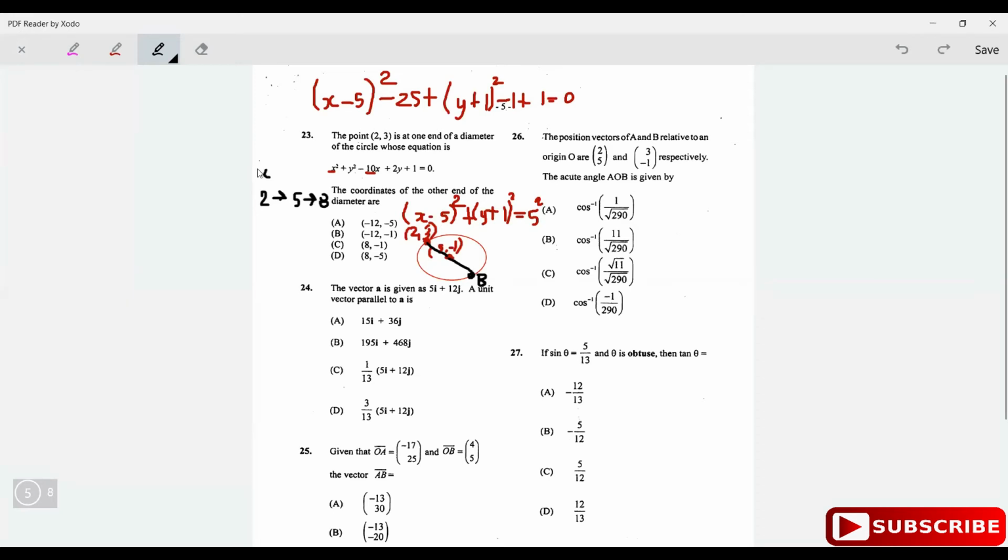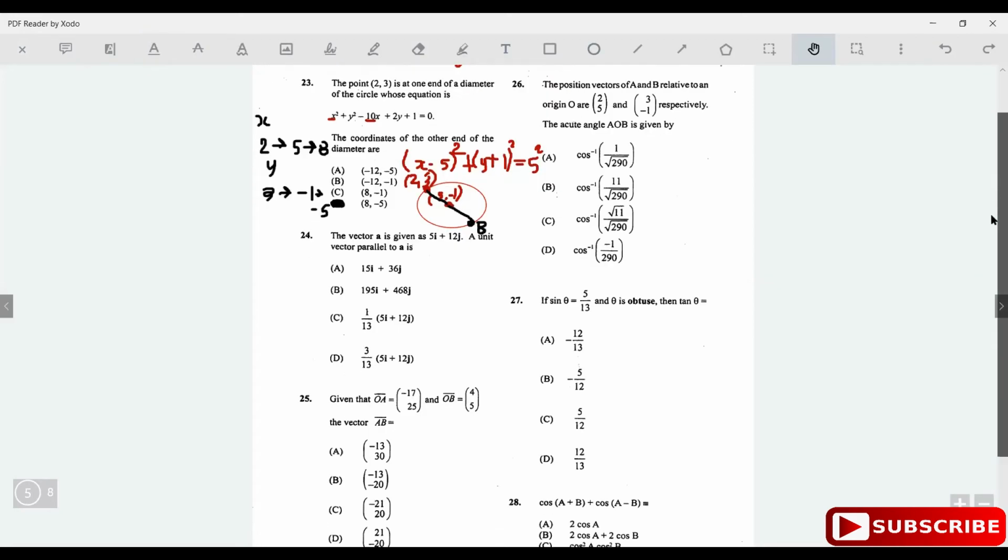This is for the x coordinate. For the y coordinate, you observe that it is going from 3 to negative 1. And so it must be going next to negative 5. It has to go to negative 5 next because you're going down by 4. So it is 8, -5, which is option D. All right, nice.